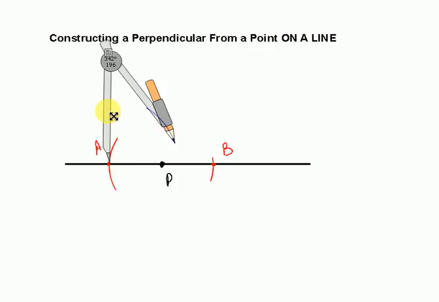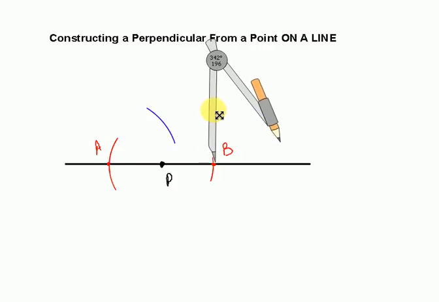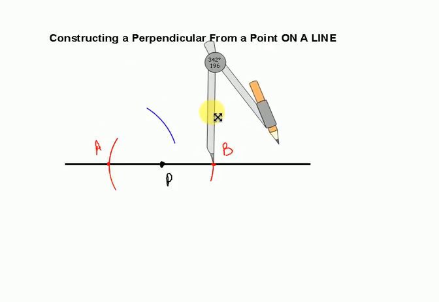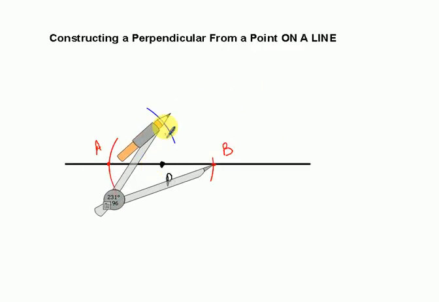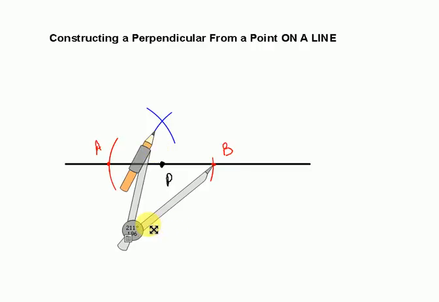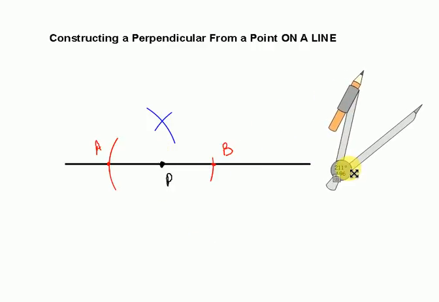Now, using that same radius, it doesn't matter if you change it though, we will go to B and we will move this around, and I will make that tick mark right there as well. Let's get the compass out of the way. We can go ahead and label this point as X. Now, if I connect point X to point P, I will have created a perpendicular.